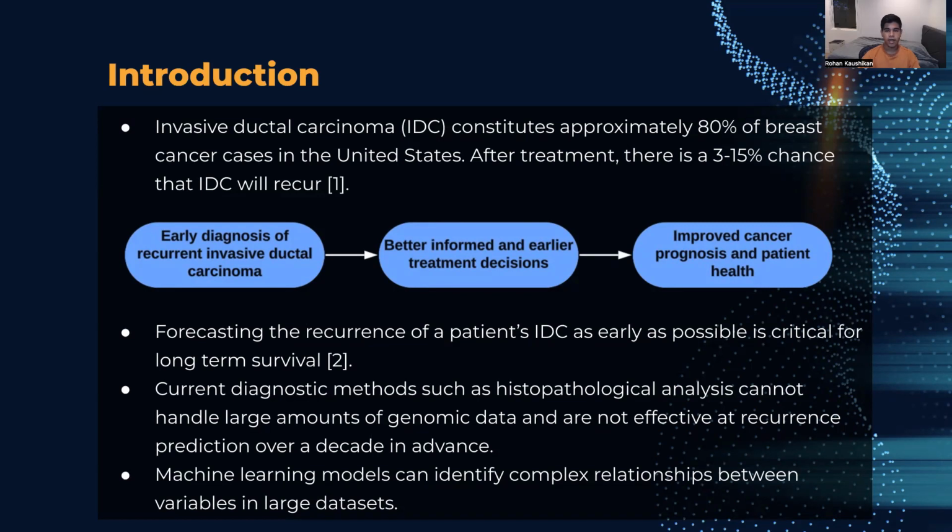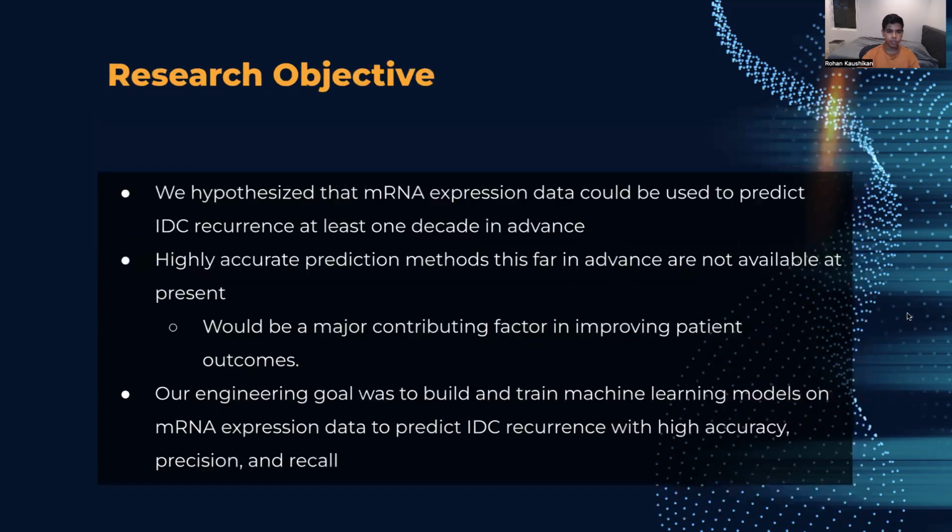The recurrence rate can be as high as 15%, and catching that recurrence as early as possible can inform treatment decisions early on as well, and that can ultimately drastically improve patient outcomes and patient health. So we aim to use mRNA expression data and develop machine learning models to make accurate predictions of whether or not IDC would recur very, very early on.